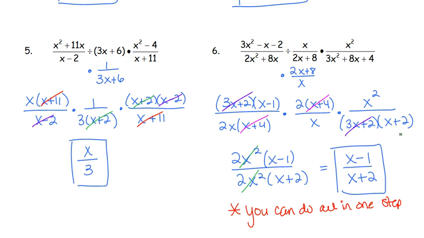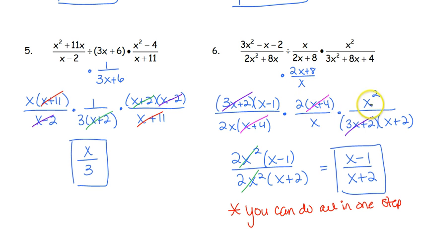I did this in 2 steps. You could have done it all in one if you wanted to. What I normally do in the first step is factor or cancel out any groups that are the same. So 3x plus 2's cancel, x plus 4's cancel. Then I combine what we've got left, x minus 1. We've got a 2 times x squared, so that's 2x squared. We've got 2x times x, which is 2x squared on the bottom, and x plus 2.